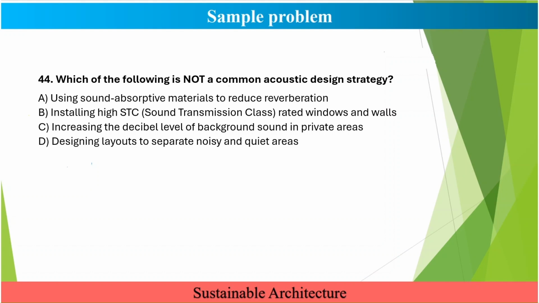The rest, using sound absorptive materials to reduce reverberation, installing high sound transmission class rated windows and walls, and designing layouts to separate noisy and quiet areas, all are considered under the acoustic design strategies. So C will be the right answer for this one.